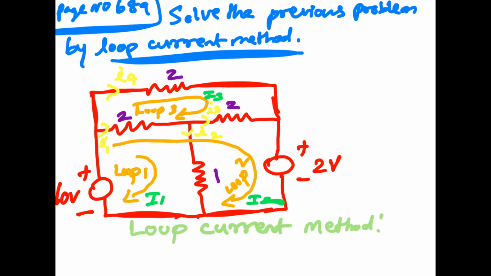The same circuit is now solved by the loop current method. First put loop 1, as shown in the figure, then loop 2 and loop 3. Loop 1 considers the 10 volt supply. Loop 2 considers the 10 volt and 2 volt supplies. Loop 3 has no supply, with resistances 2, 2 and 2. The common resistance is 1 between loop 1 and loop 2, as shown in the figure.